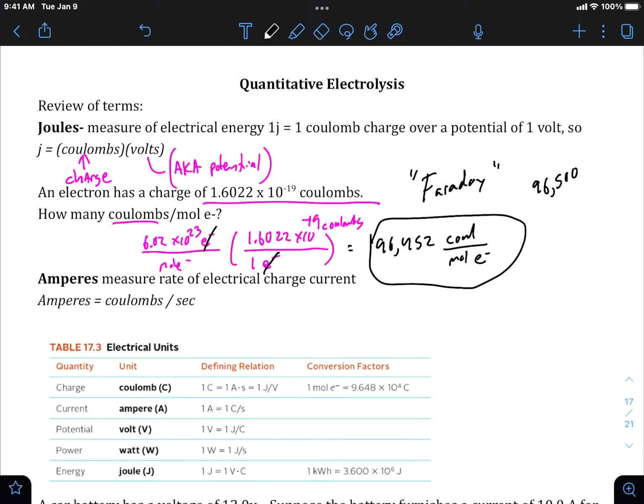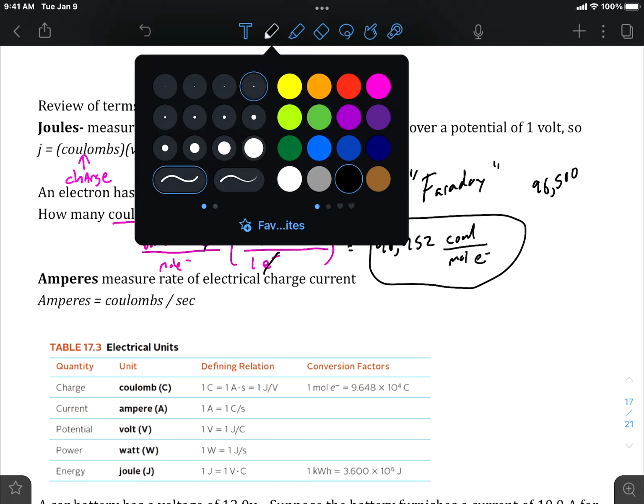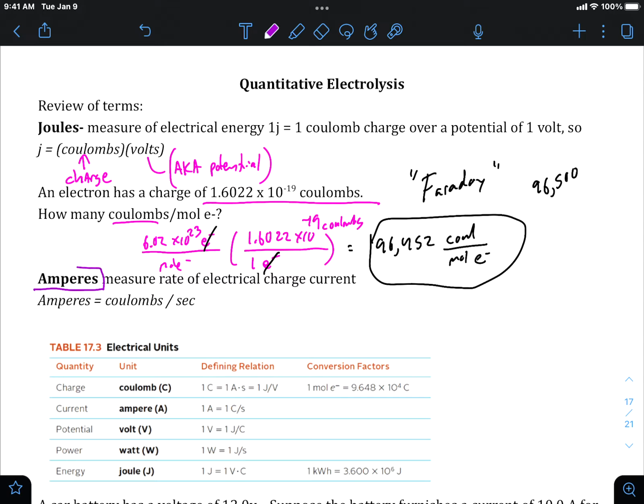All right. Second term, amps or amperes. Amperes is the rate of charge current, right? So an amp is how many coulombs are delivered per second. Right? It's like the speed of charge delivery, you can think of it as.